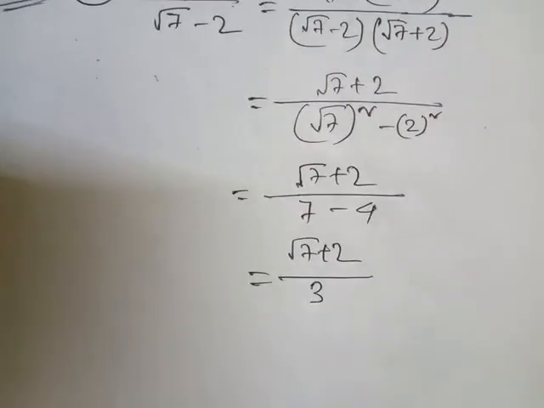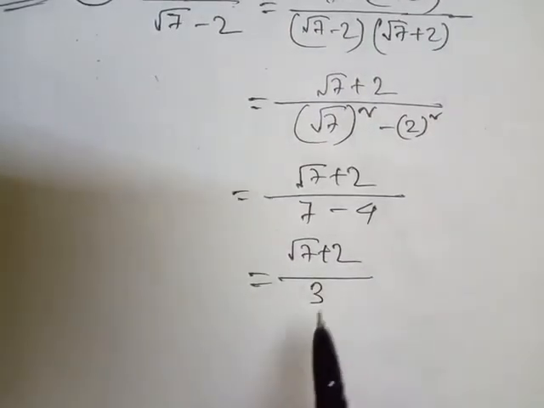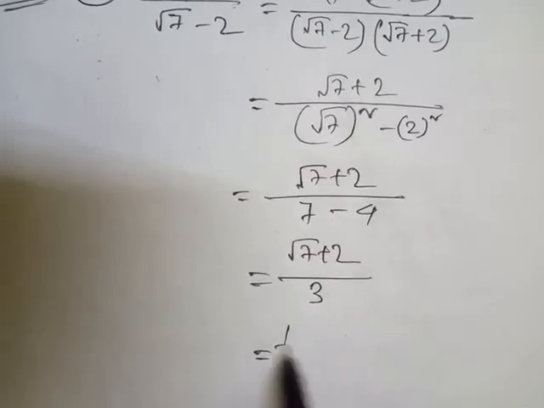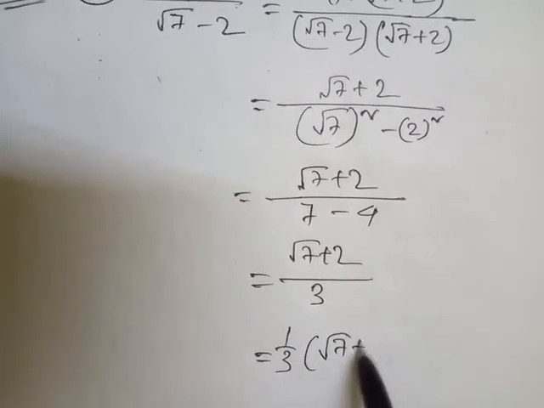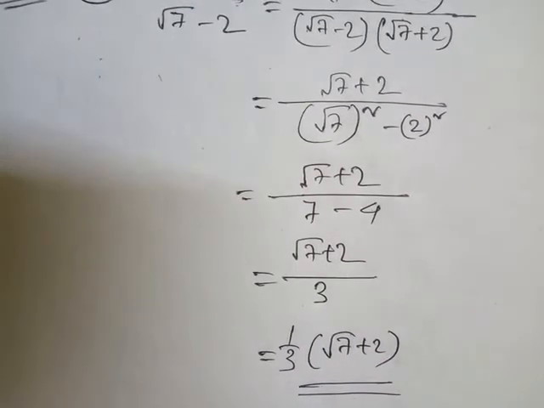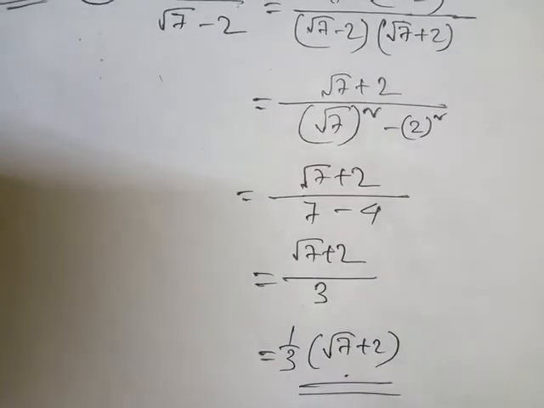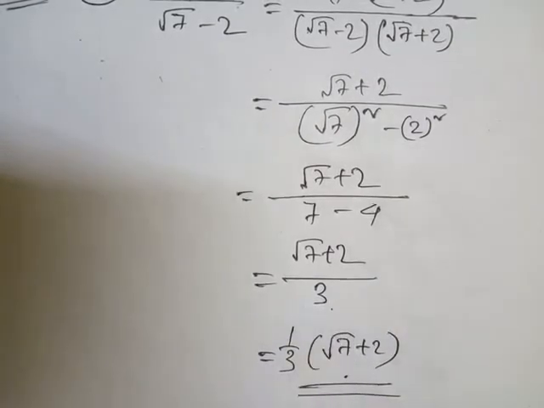So the answer would be root 7 plus 2 by 3, or we can write that as 1 by 3 into root 7 plus 2. We can write this one also, or if we finish here also will be okay. This is the answer of Roman 4.